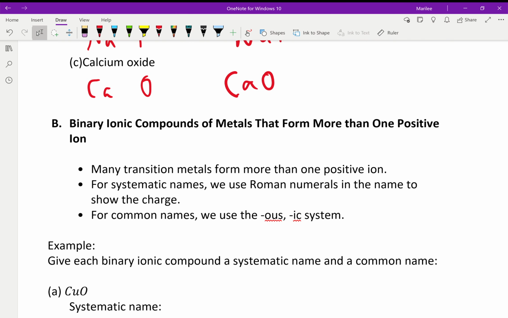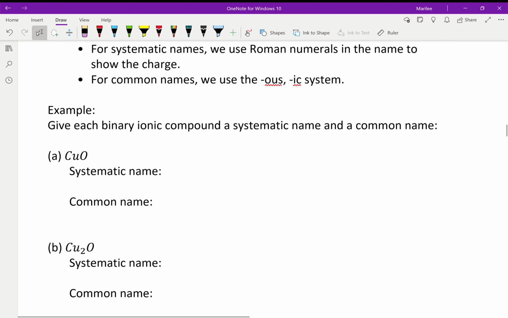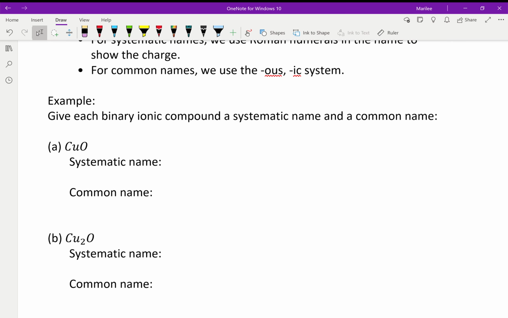Next, I'm going to go over binary ionic compounds of metals that form more than one positive ion. Many transition metals form more than one positive ion. So for systematic names, we use the Roman numerals in the name to show the charge, and for common names, we use the -ous and -ic system. So, an example. Give each binary ionic compound a systematic name and a common name.